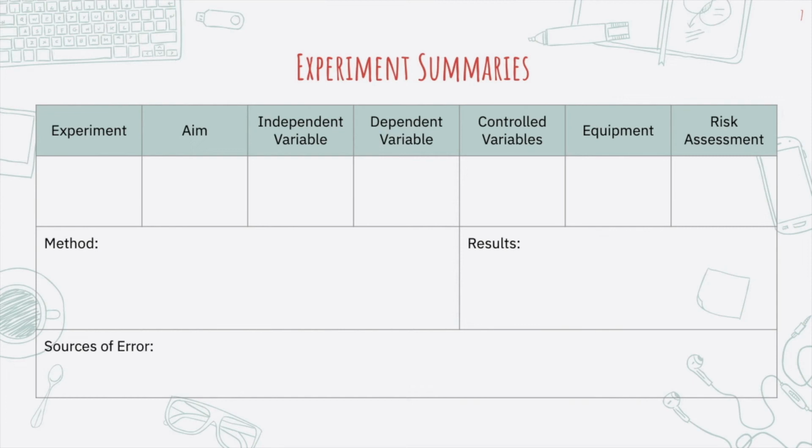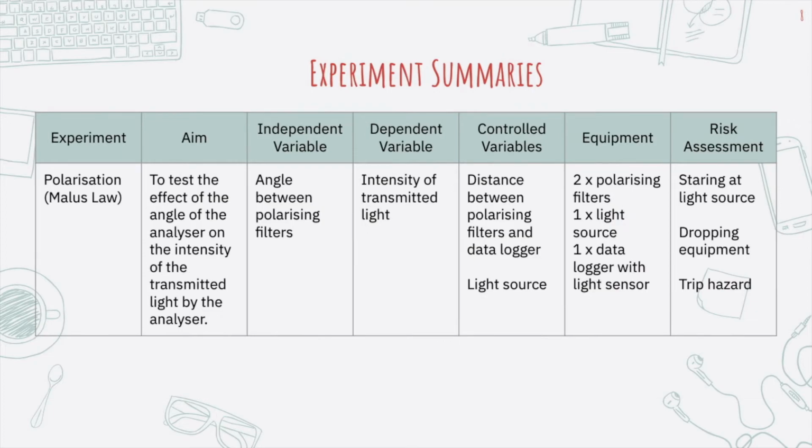So an example of what your summary table would look like is displayed on the screen now. So you should have your experiment, the aim of the experiment, identify all of your variables, the equipment required, risk assessments, a method, results, and instead of a discussion, focus instead on the sources of error. Okay, so let's have a look at an example of one.